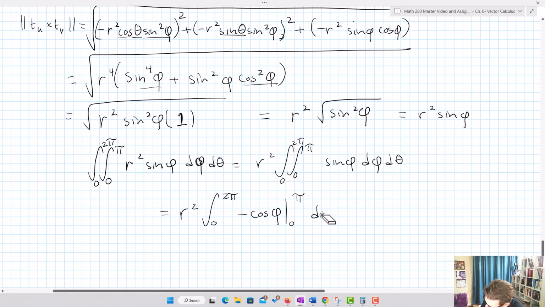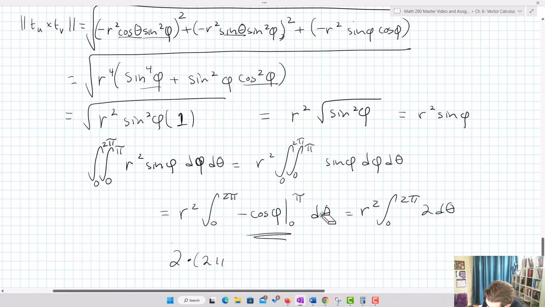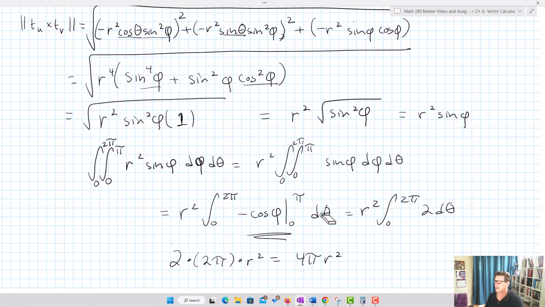And this will be then d theta. This is going to be 2, okay? So we get r squared, the integral from 0 to 2 pi of 2 d theta, okay? So that's going to be 2 times 2 pi times r squared, which equals 4 pi r squared. For those of you who are thinking the surface area of a sphere is 4 pi r squared, there you are. There it is, okay?